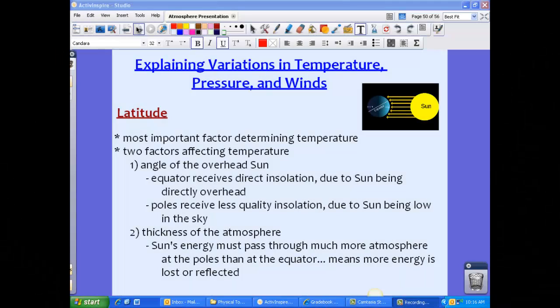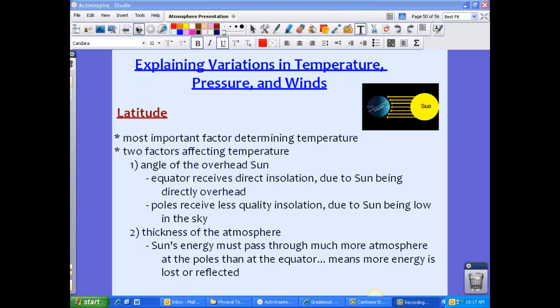differences of temperature, pressure, and winds globally. So now we're going to explain why we have those differences or the variations in the temperature, pressure, and wind. So let's first take a look at latitude. And this is something we've already gone over and reviewed, but now is the notes for it. So latitude is probably the most important factor when determining temperature.